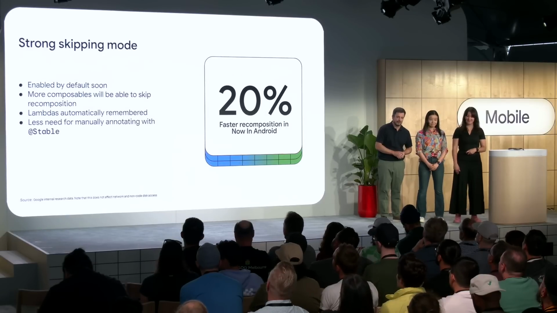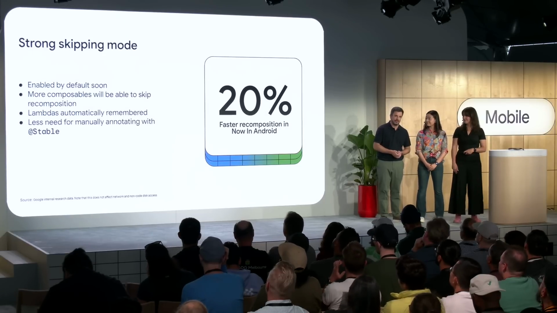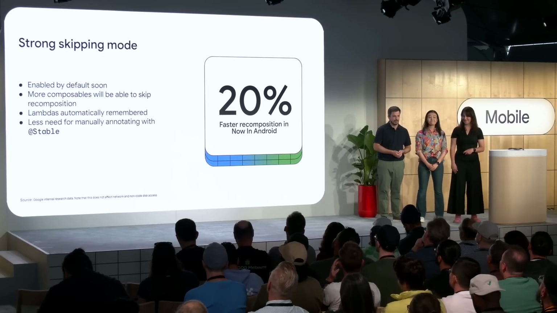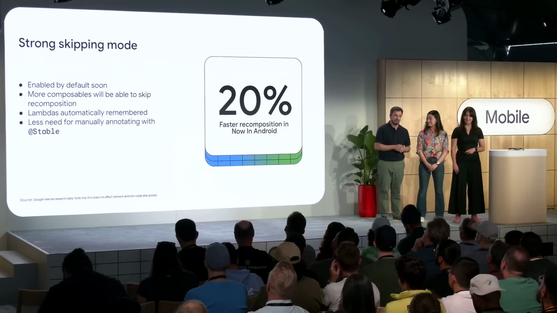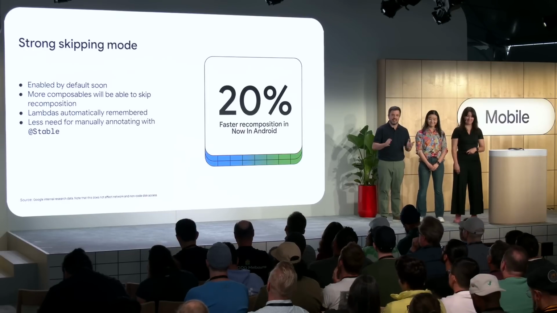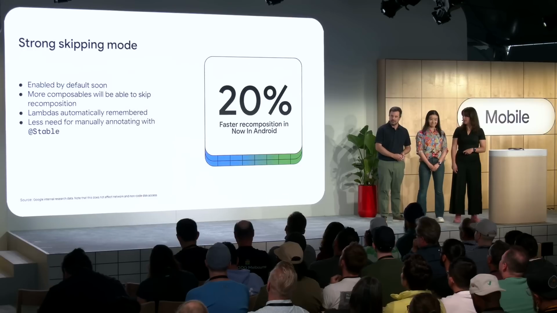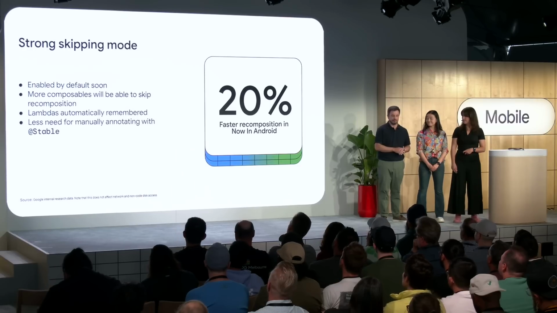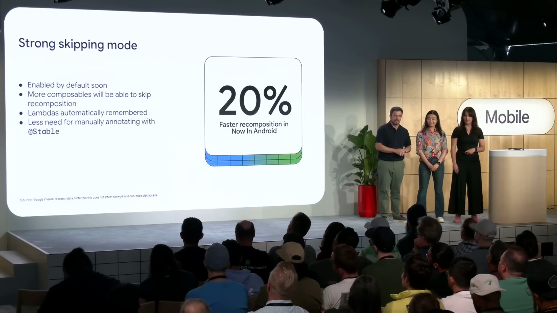Something else that makes you faster is when you don't have to spend time debugging performance. We want the code you write naturally to be fast. And that's why we've been developing a new feature called strong skipping mode. Strong skipping mode allows more composables to be skipped. Composables will now be able to skip without having to make every parameter stable.